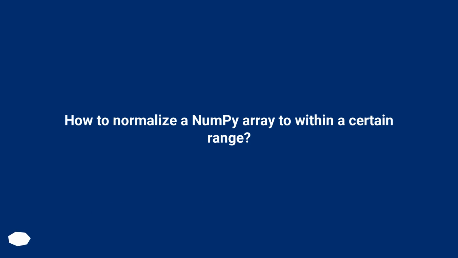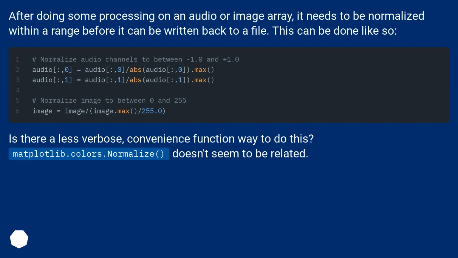How to normalize a NumPy array to within a certain range? After doing some processing on an audio or image array, it needs to be normalized within a range before it can be written back to a file. This can be done like so.